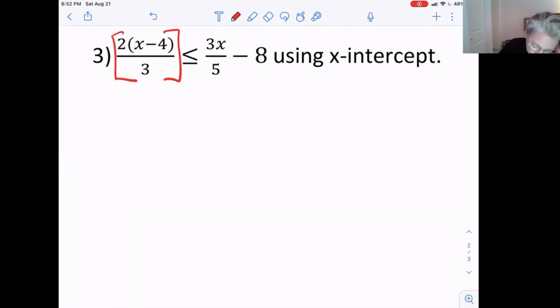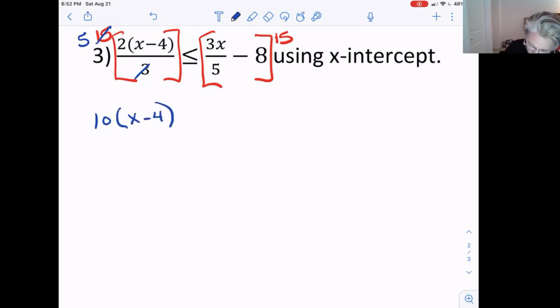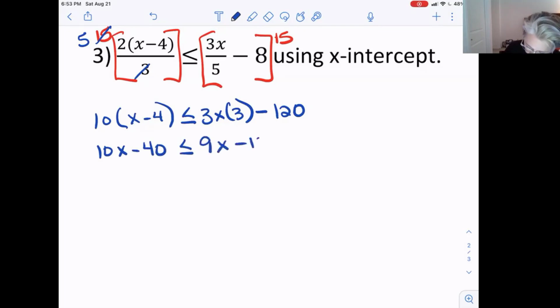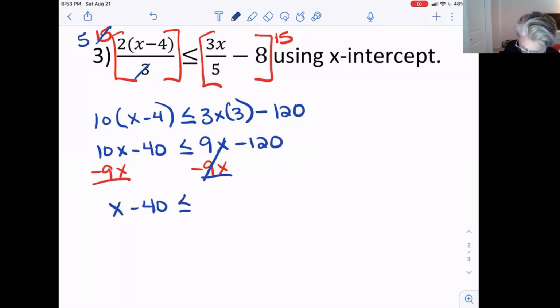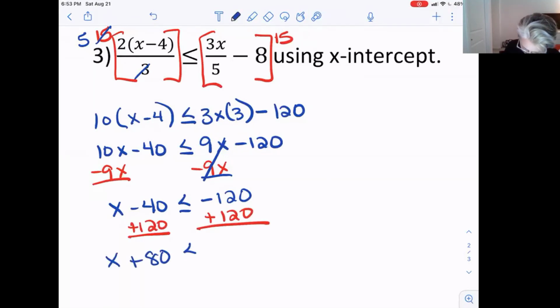So when we multiply both sides by 15 on the left, the 3 divides into the 15 5 times. 5 times 2 leaves us with a 10 times x minus 4 on the left-hand side, less than or equal to. When we distribute the 15 to the fraction, 5 goes into 15 3 times. So we get 3x times 3 minus 120. We get 10x minus 40 less than or equal to 9x minus 120. Subtract 9x from both sides, we get x minus 40 less than or equal to negative 120. Add the 120 to both sides, and we end up with x plus 80 less than or equal to 0.